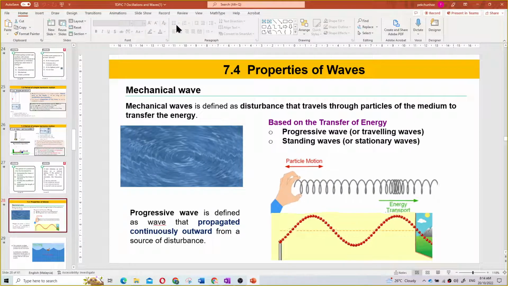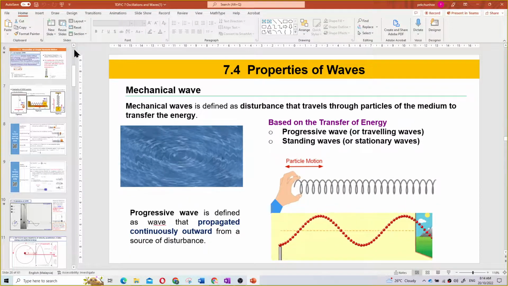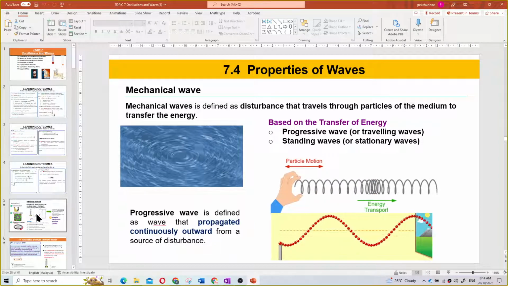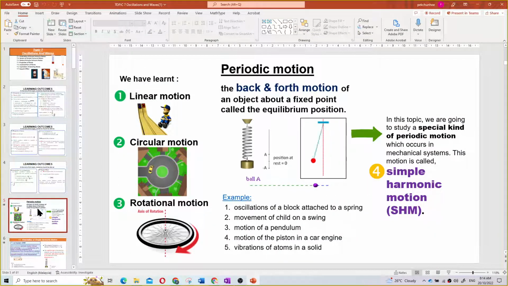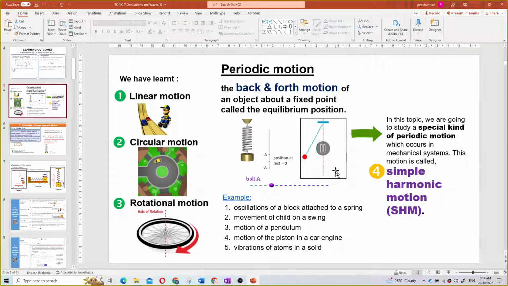For example, let's look back at what we have learned. I hope that you already watched all my videos before this about simple harmonic motion, 7.1 to 7.3. We were just learning about oscillation of the mass on a spring. We can consider this mass as one particle. Oscillation of one mass, like a pendulum also. Oscillation of just one pendulum, like this ball, just one ball only.